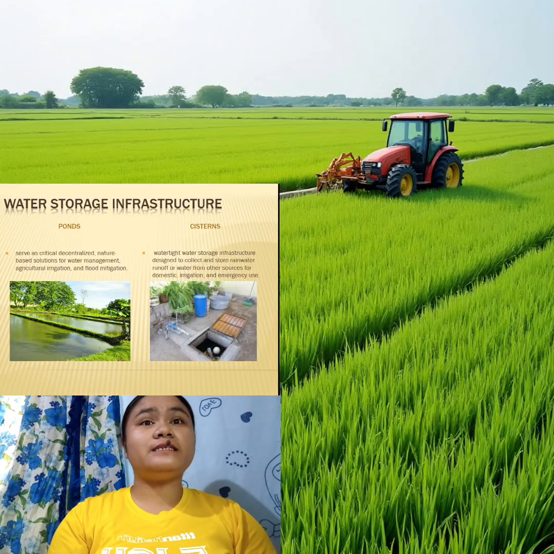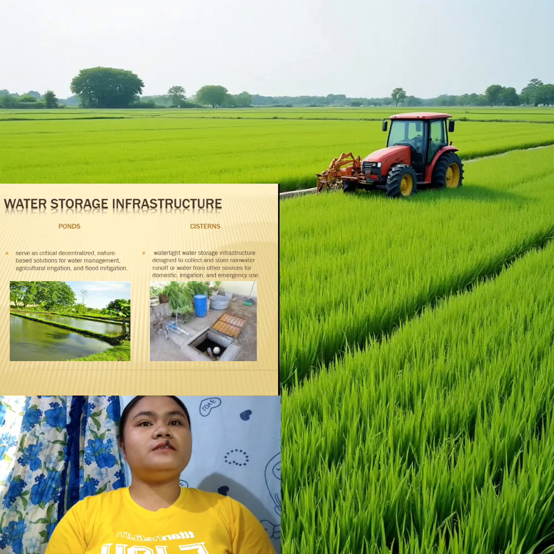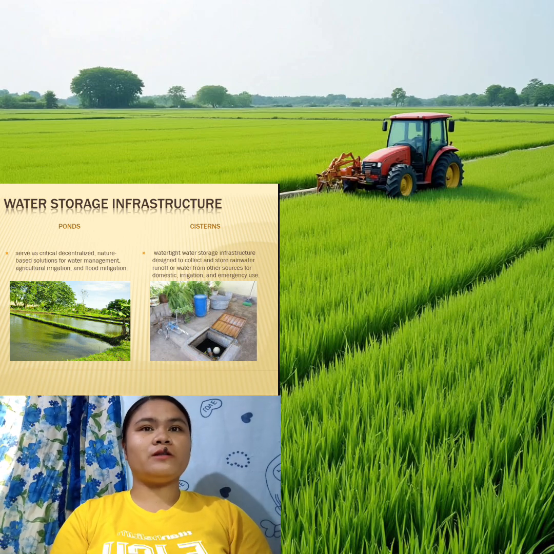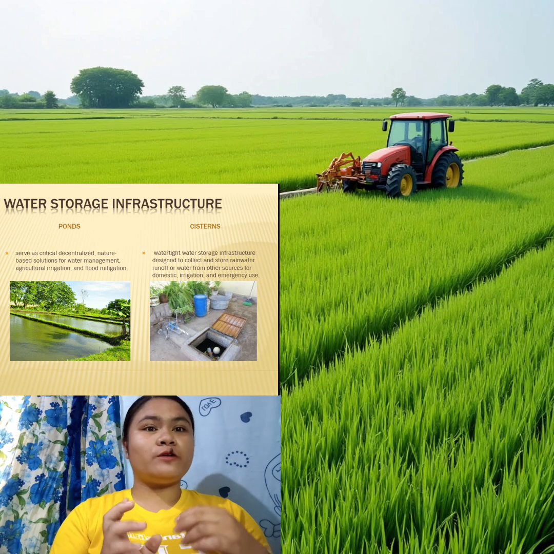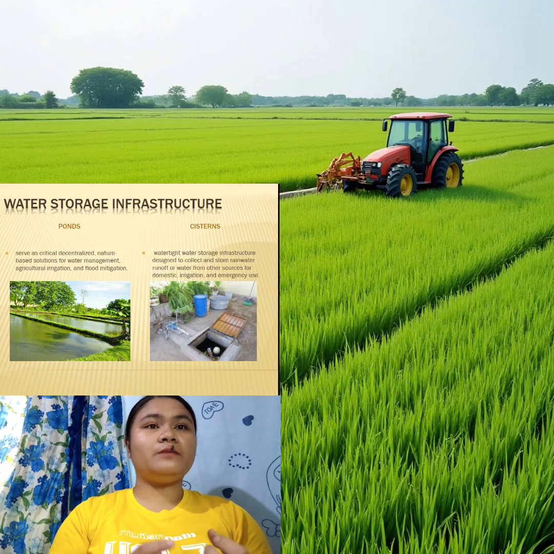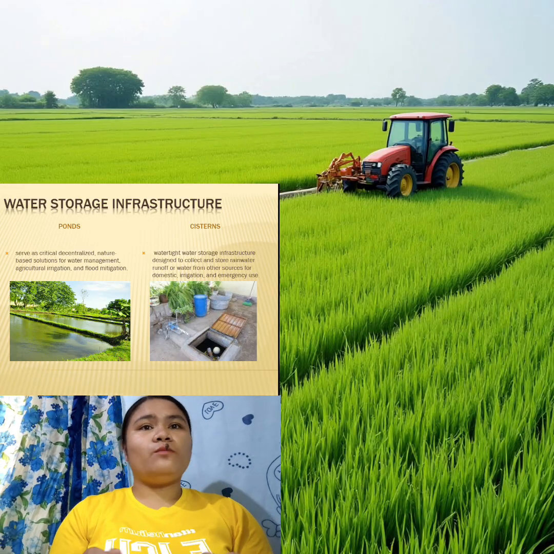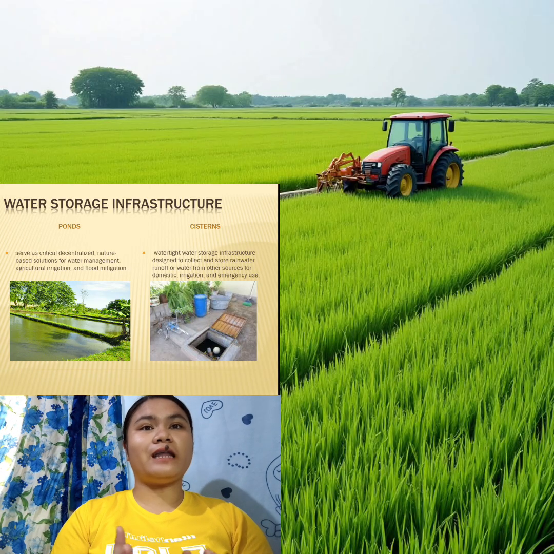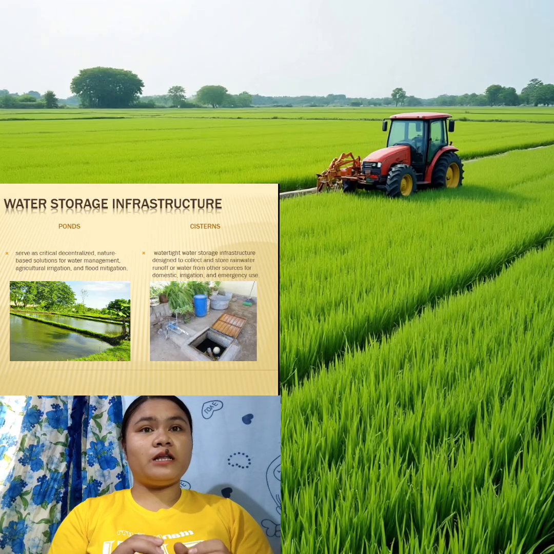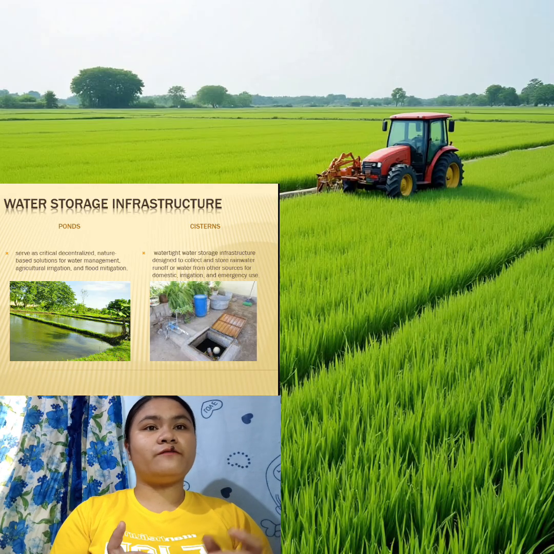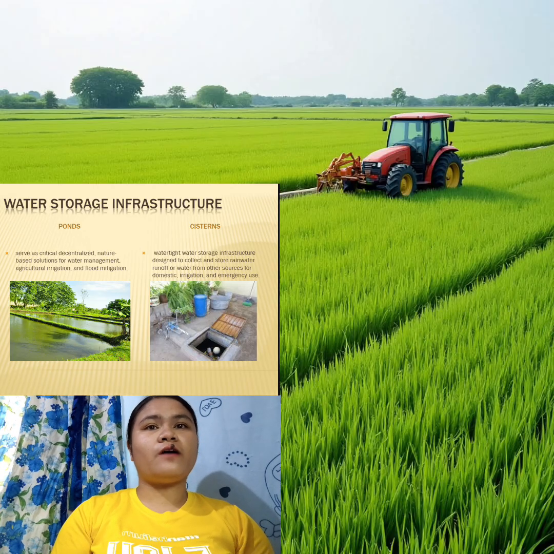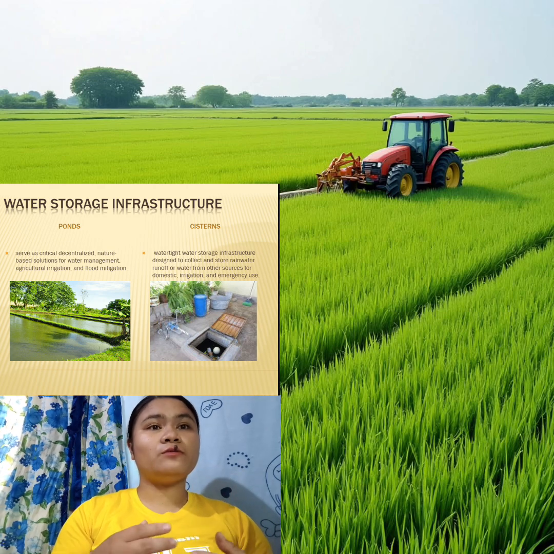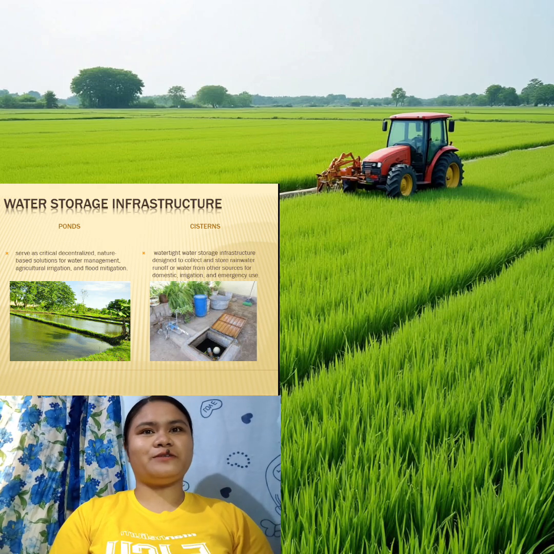Next, we have the ponds and the cisterns. The ponds serve as a critical, decentralized, and nature-based solution for water management. They support agricultural irrigation and help with flood mitigation. Unlike reservoirs, which are large and engineered, ponds are smaller and more naturally integrated into the landscape. Farm ponds are especially valuable for smallholder farmers. A well-constructed farm pond can collect runoff during the rainy season and provide a reliable water source for dry season irrigation.